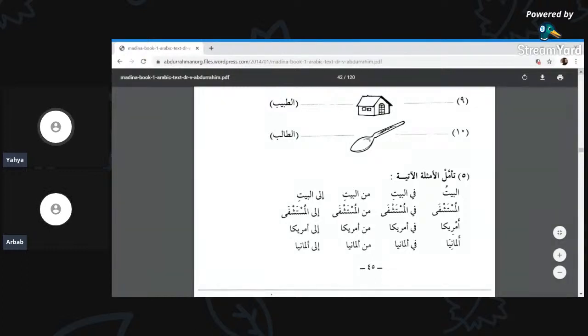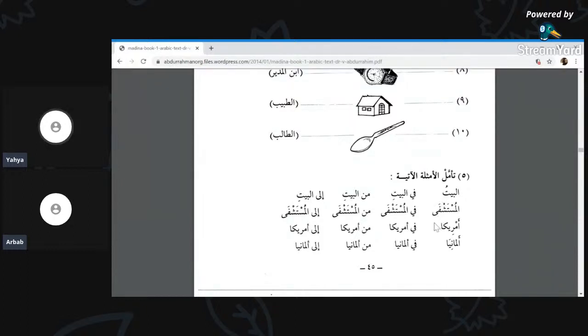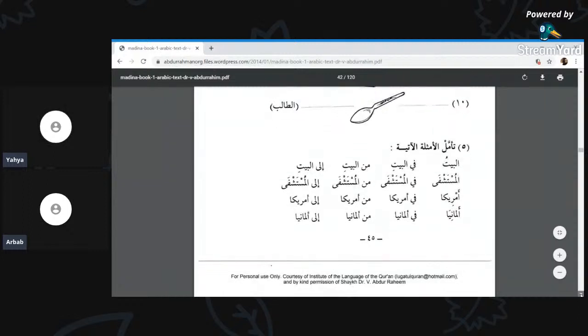Okay. Over here on the bottom of page 45, you can see al-mustashfa and Amrika, how they end. They end with alif or alif maksura. And that means that if they end like that, they're not affected by the huruf al-jar. So we say fil bayti, but we don't say fil mustashfi or fi amriki. We say fil mustashfa and fi amrika. Okay, so they're not affected by the huruf al-jar.